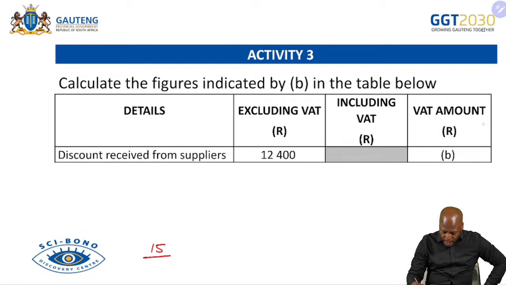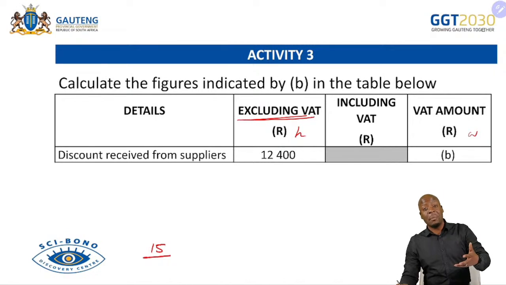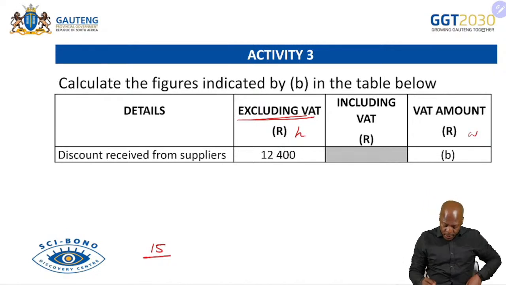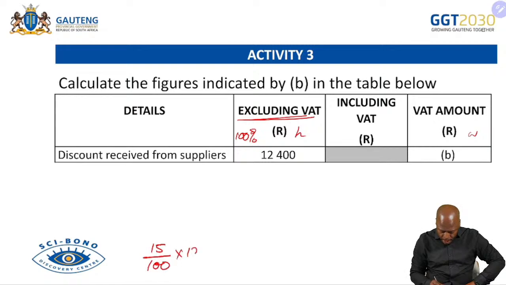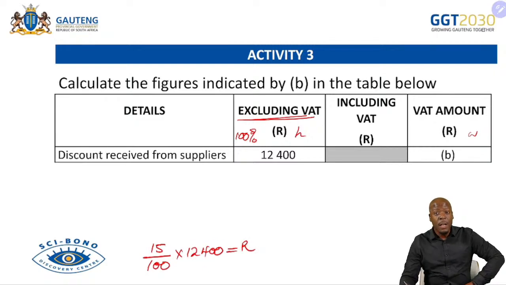This is what I want, and this is what I have. And what I have is excluding VAT. Excluding VAT, we have agreed, remember, is 100%. So it's going to be 15 over 100 multiplied by 12,400. You guys already have done this, so you have the answers for me.